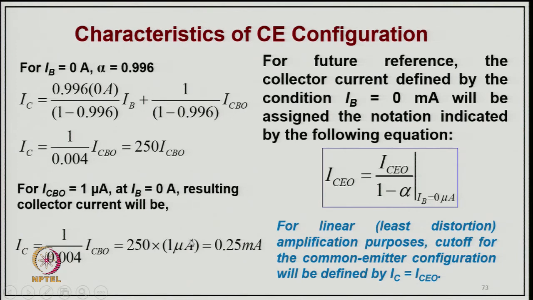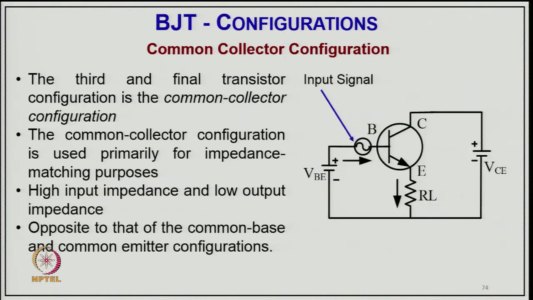For future reference, the collector current defined by the condition IB equal to 0 milliampere will be assigned the notation indicated by the following equation: ICEO equal to ICBO upon 1 minus alpha, where IB equals 0 microampere. For linear, least distortion amplification purposes, cutoff of the common emitter configuration will be defined as IC equal to ICEO.